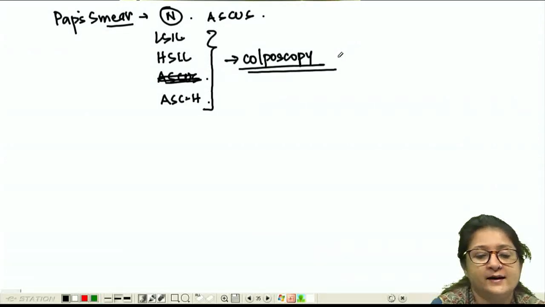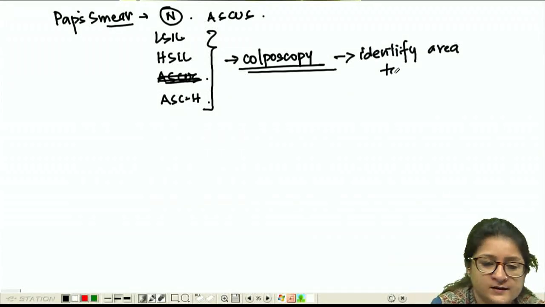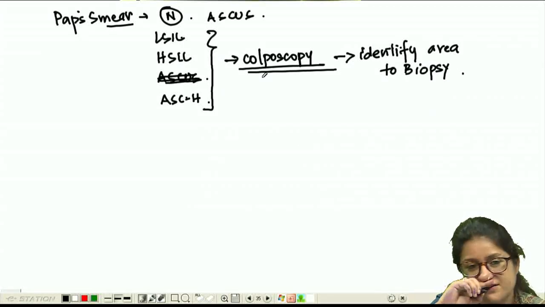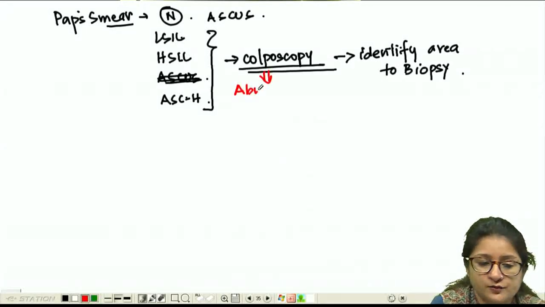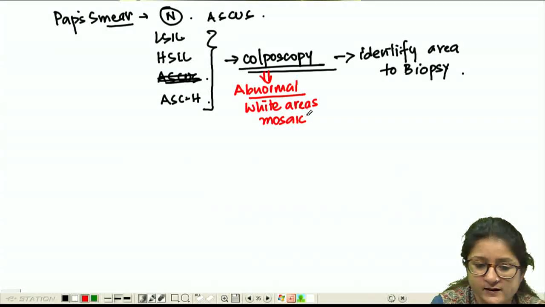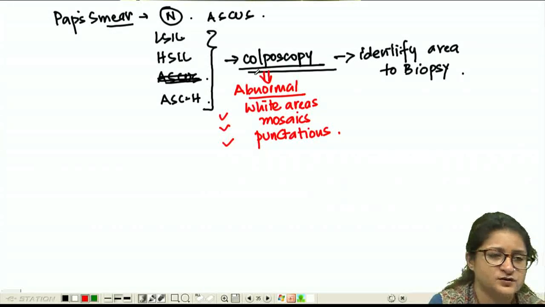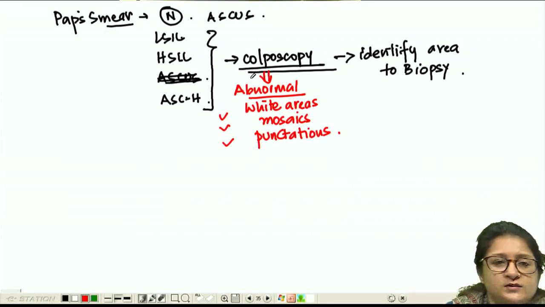This colposcopy helps in identifying the area to biopsy. So that is what happens. And also remember about colposcopy that it helps us see the vascular patterns. And what can be abnormal in colposcopy? The abnormality in colposcopy would be white areas, there can be mosaic, and there can be punctations. Okay, these are also simple one-liners that have been asked. And colposcopy just simply refers to seeing the cervix, ectocervix under magnification and highlighting those areas.